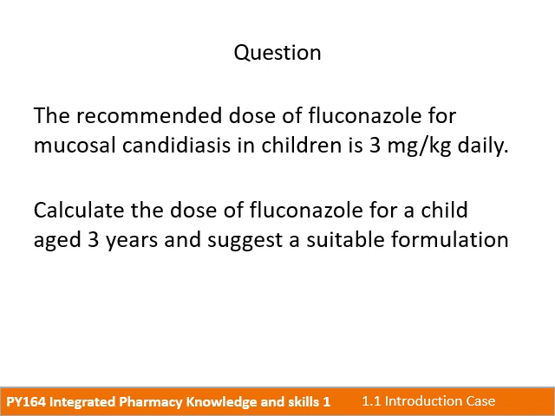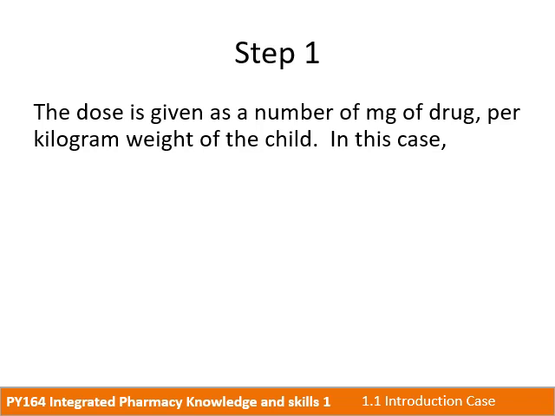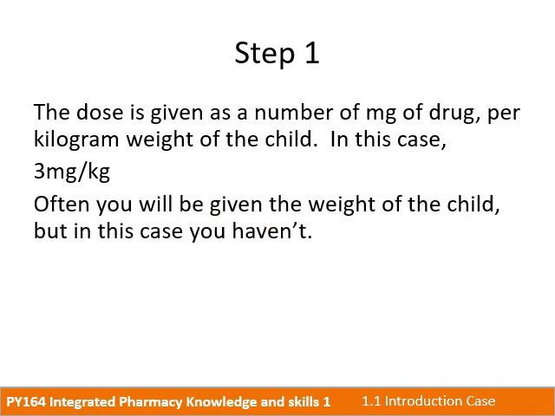And what we have is a child aged 3 years old, and they want us to work out what the dose is and to suggest a suitable formulation. Okay, so the first step is to just see where we are in this question. So the dose is given as the number of milligrams of drug per kilogram weight of the child. In this case, the BNF tells us we need 3 milligrams for every kilogram weight of the child.